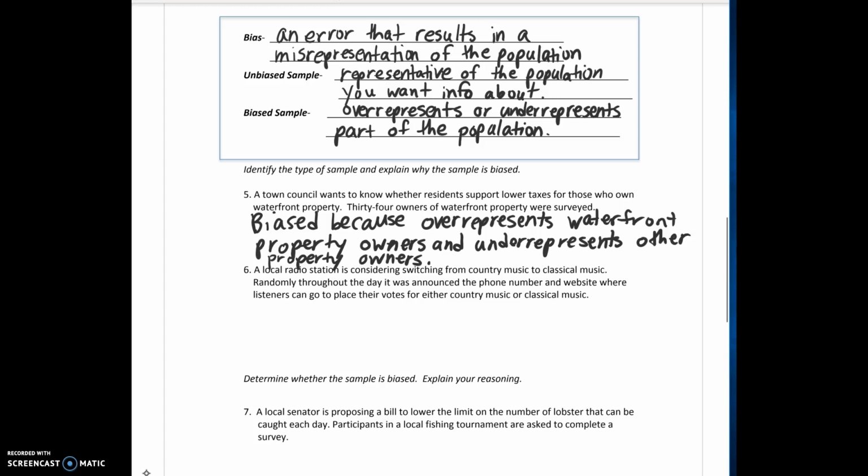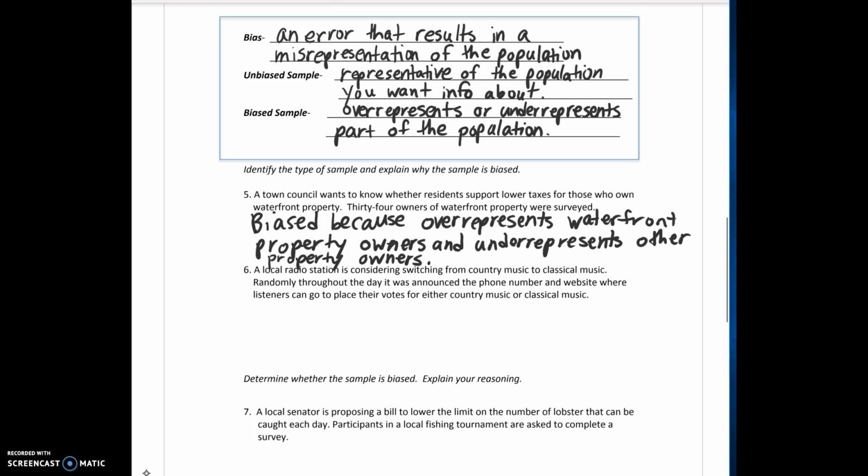And if you think about it, when it overrepresents somebody, in this case, definitely the waterfront property owners would support lower taxes for themselves. But maybe people that don't own the waterfront property, that don't get that benefit, might not. You don't have to worry about making those determinations. You're just looking at, does it overrepresent a certain population and underrepresent another? And if you can come up with reasons why it also would be bad, then you can give that, but you should say the overrepresent or underrepresent.